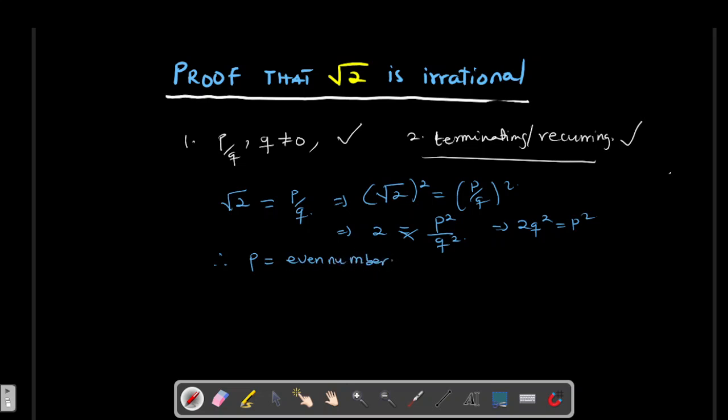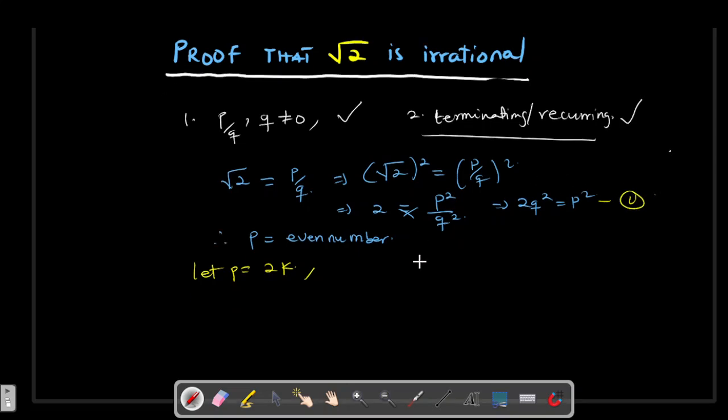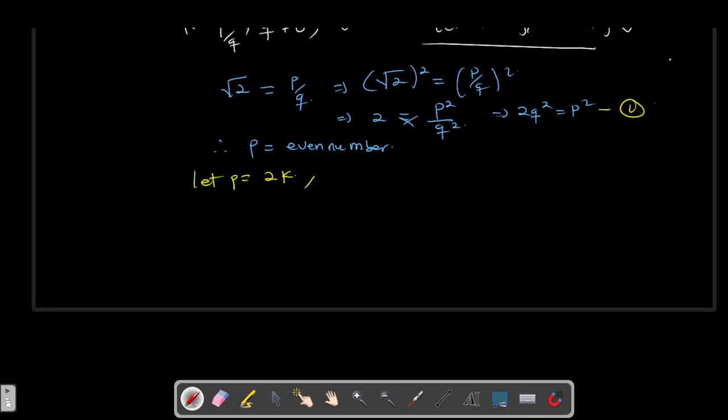If p is an even number, then I can replace p with any even number I can think about. Therefore, this is what I'll do. Let p be equal to 2k. So a random number, and this number is an even number. Why? Because I have attached 2 here. Once I do this, the next thing is I will put this back into my equation. So let's call this equation 1.